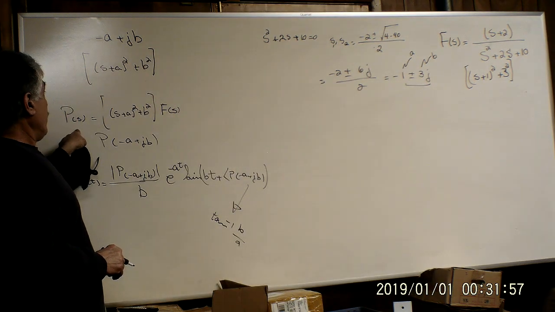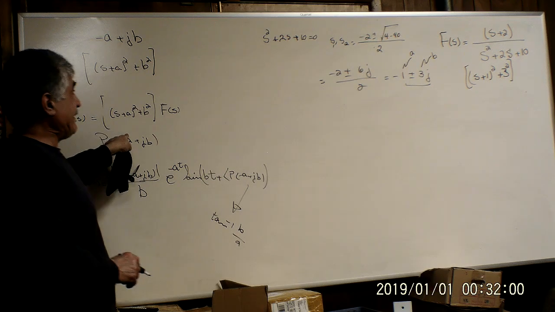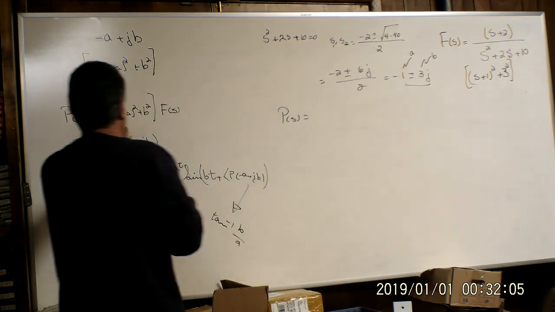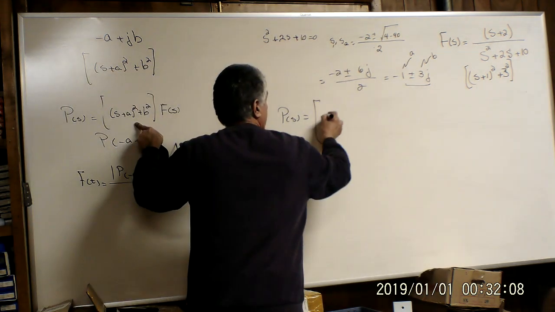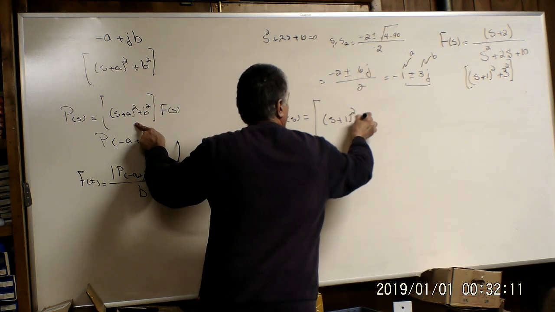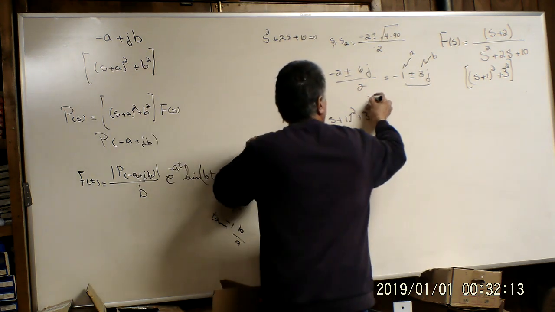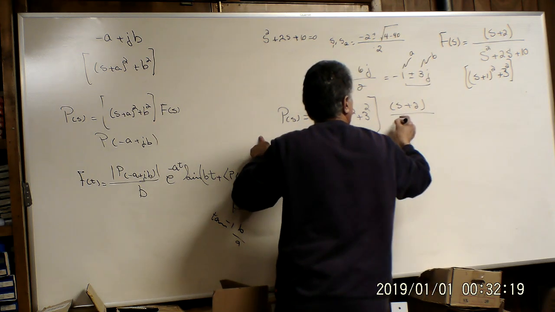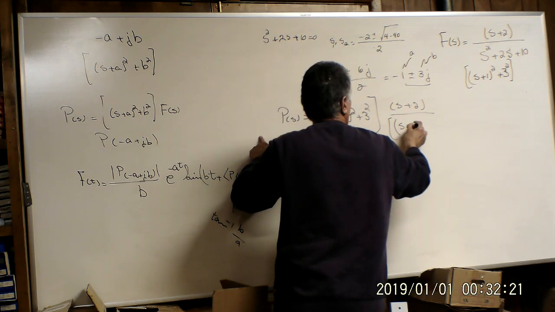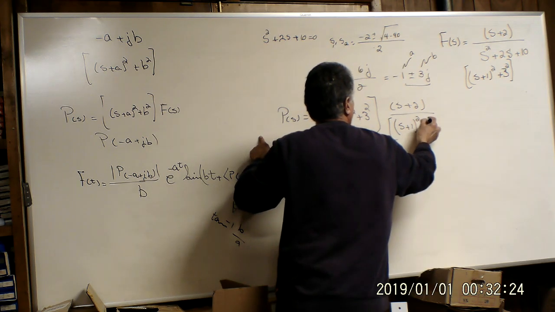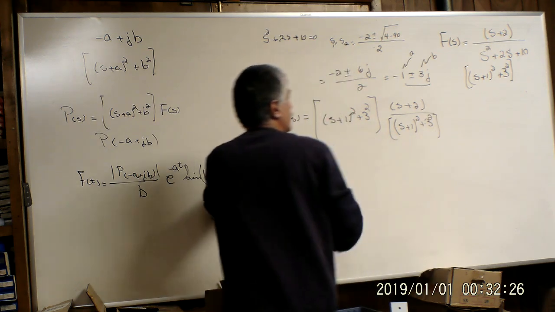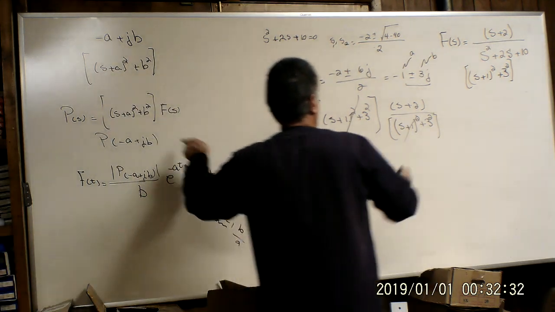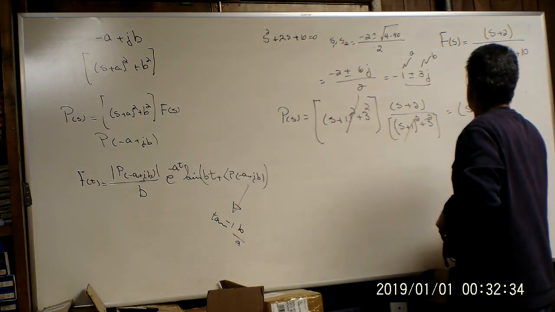The next step, we find the value of P(s) in this relationship. So our P(s) will be equal to (s plus 1) squared plus 3 squared, multiplied by F(s), which is (s plus 2) divided by (s plus 1) squared plus 3 squared. These two terms will cancel out, and our P(s) will be equal to s plus 2.